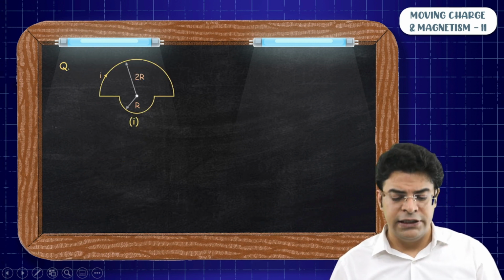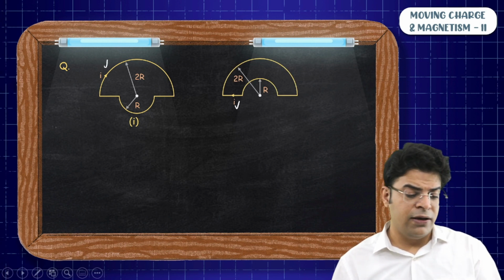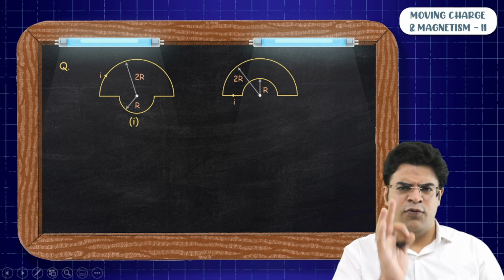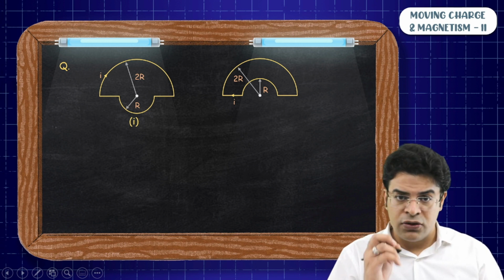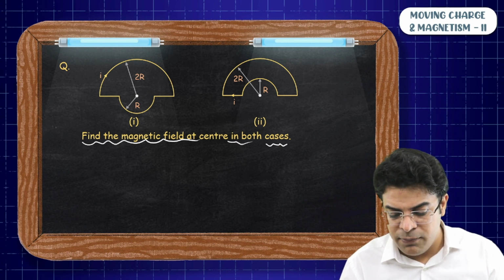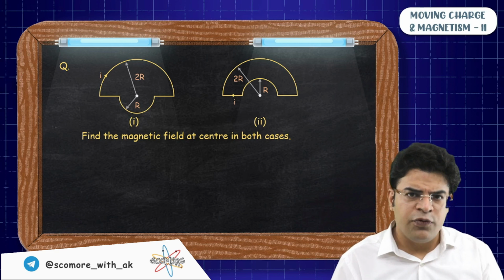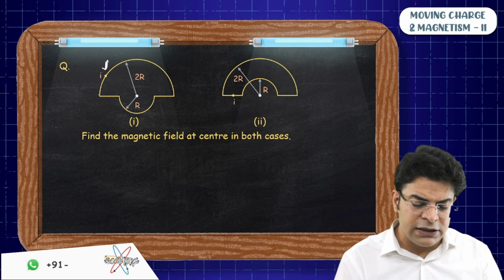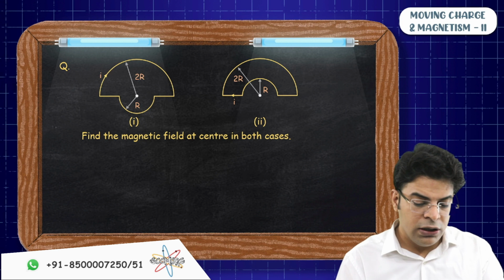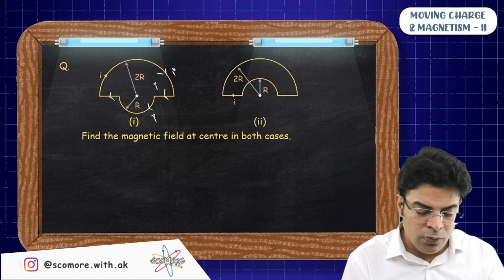Here you can see two diagrams. In both the cases, the loop carries current I. The question is the same for both the cases. The question is, find the magnetic field at the center in both the cases. So let's take both the cases one by one. In the first case, if in this bigger semicircle of radius 2r the current is I, then the current must be moving in the loop.